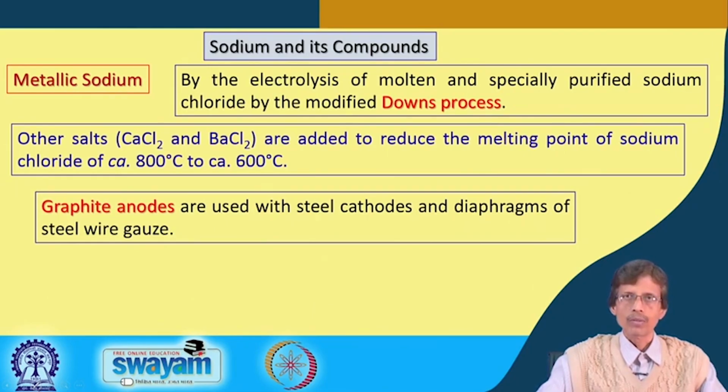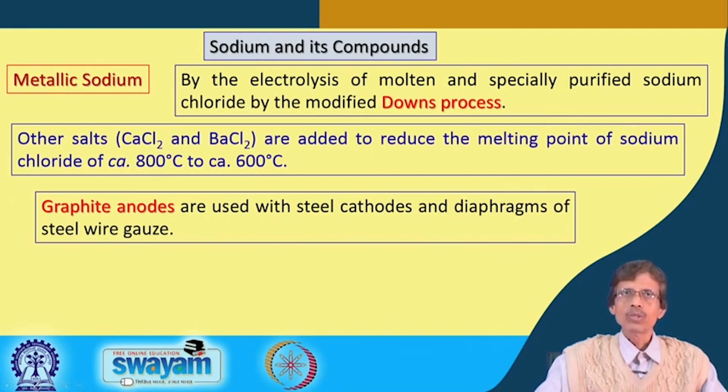So, the carbon anode, we all know from our dry cell and other cases that we use carbon as a useful anode material. And the steel, not the carbon or any other thing, is your cathode, with diaphragms of steel wire gauge. So you have the steel cathode, and as a diaphragm we make it where the wire gauge is there.